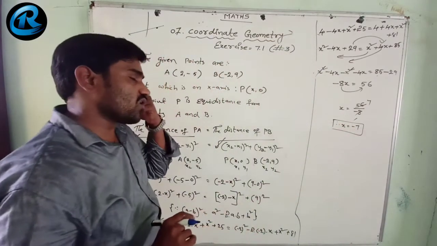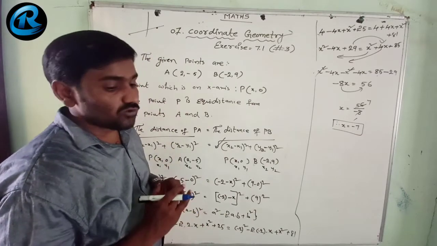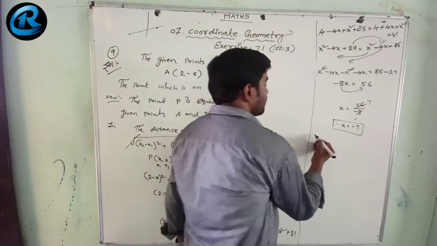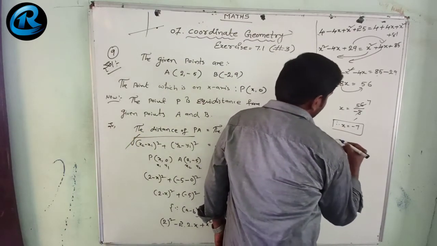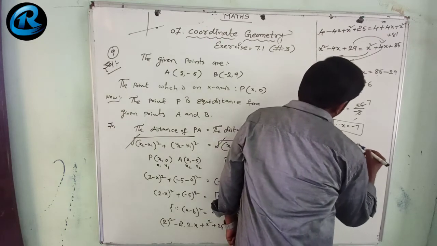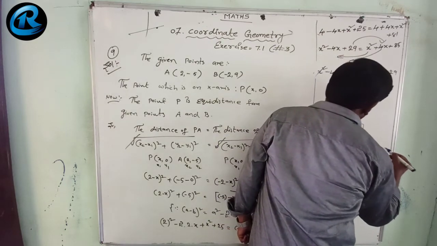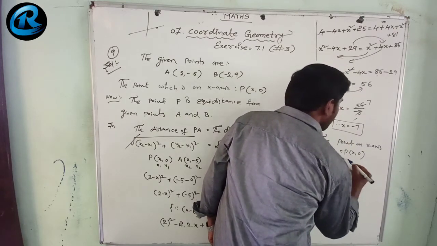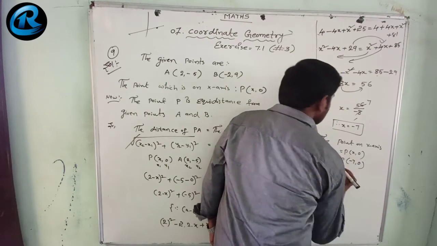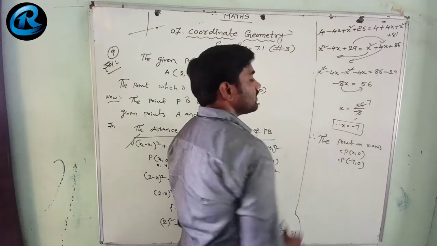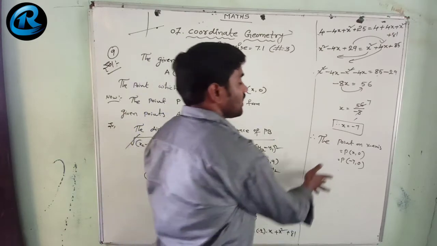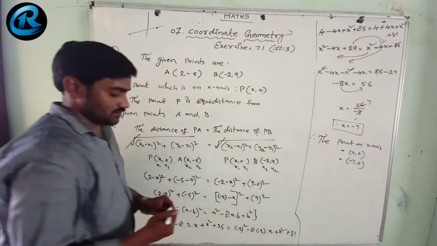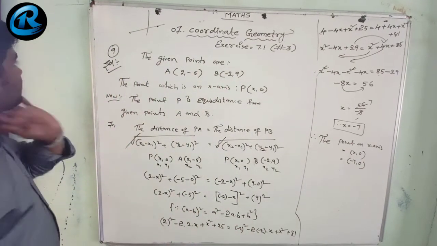They are not asking for the x value. They are asking to find the point on the x axis. Therefore, the point on the x axis is P(x, 0). Here the x value is what? The point P is minus 7 comma 0. This is a very simple solution, and we go for the next solution.